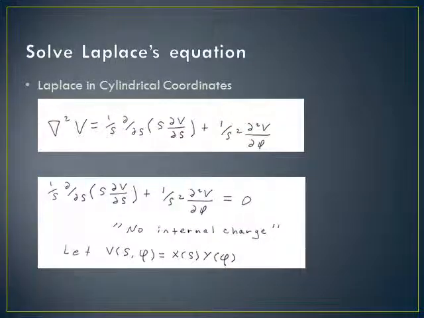Okay, so here's Laplace's equation in cylindrical coordinates. This is in the front cover of the book, a generic equation, so we'll write that down. Since there's no internal charge, we're going to set it equal to 0. And we're going to let V equal X of s times Y of phi.